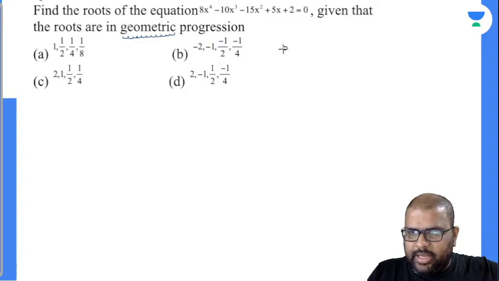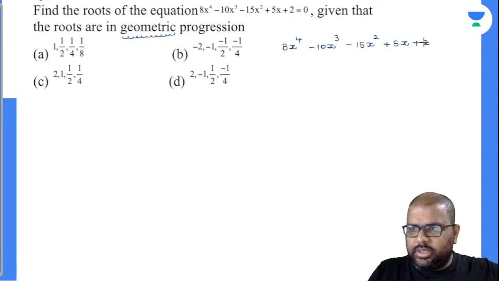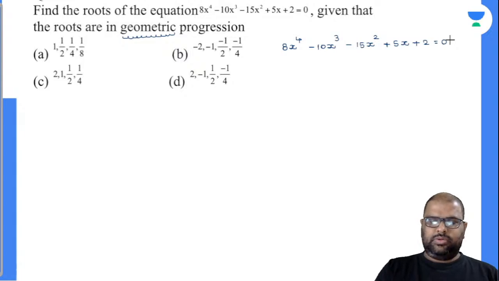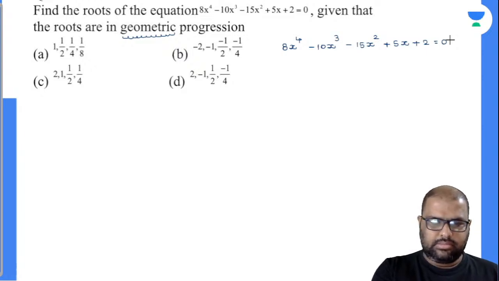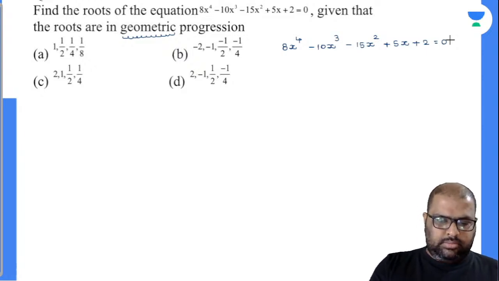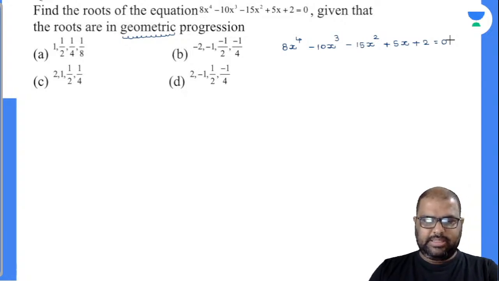This is the equation, ma. 8x to the power of 4 minus 10x cube minus 15x square plus 5x plus 2 is equal to 0. Now, how can you convert this? Any idea of converting this? Waiting for your answer. Is there anything that we are missing out here?